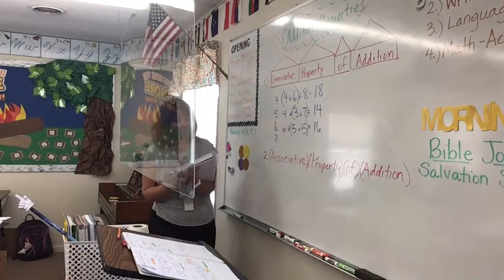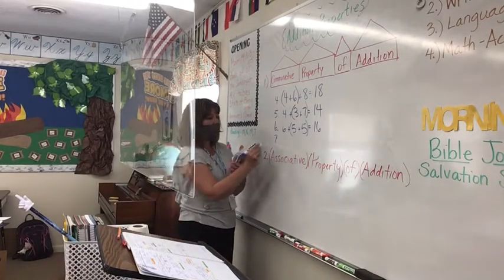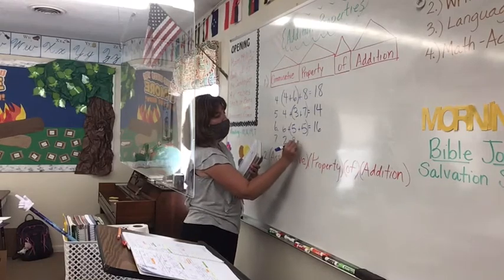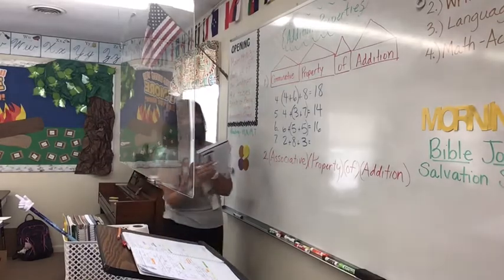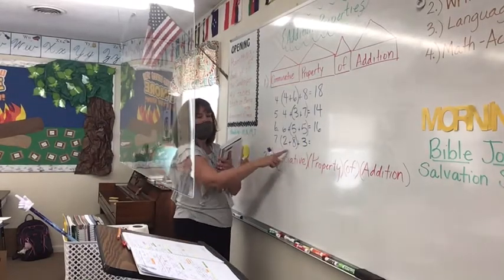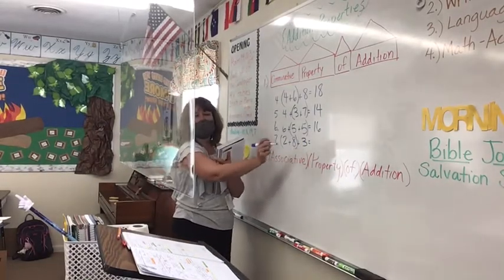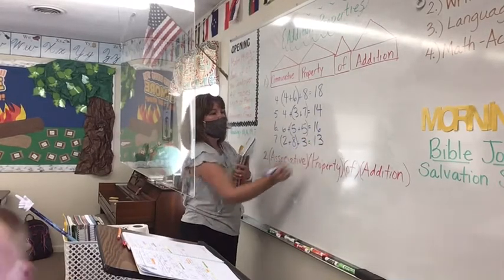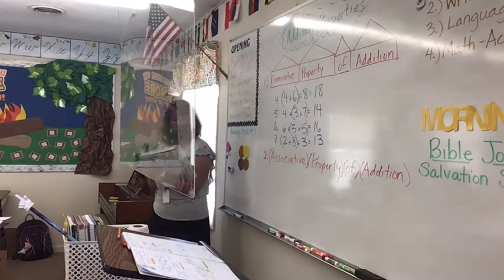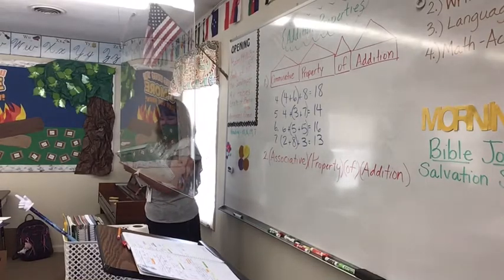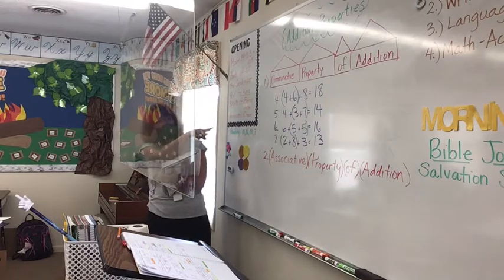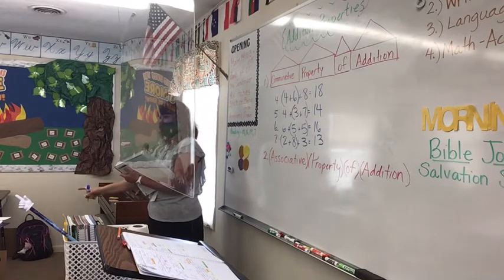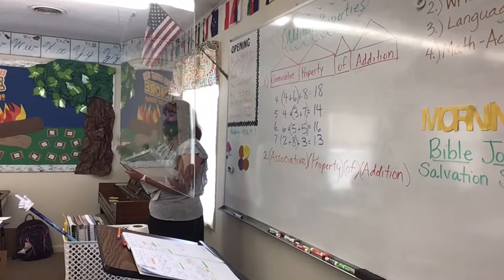Okay, number 7 is 2 plus 8 plus 3. So which two digits added? 2 plus 8. So 2 plus 8 is 10, plus 3 is 13. Good. Now, we're going to use that same thing we did here, but we're going to go vertically. Try to find two numbers that equal 10, and it'll help you add.